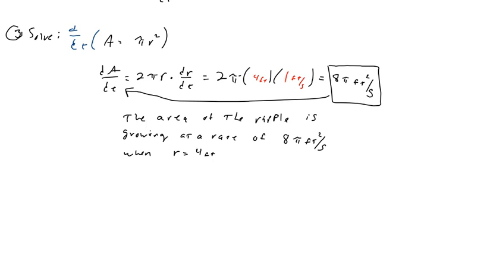I do want to do one more example about a balloon. So you find the formula, you find the derivative, you find the initial conditions, and then you plug them in and you find the missing part.